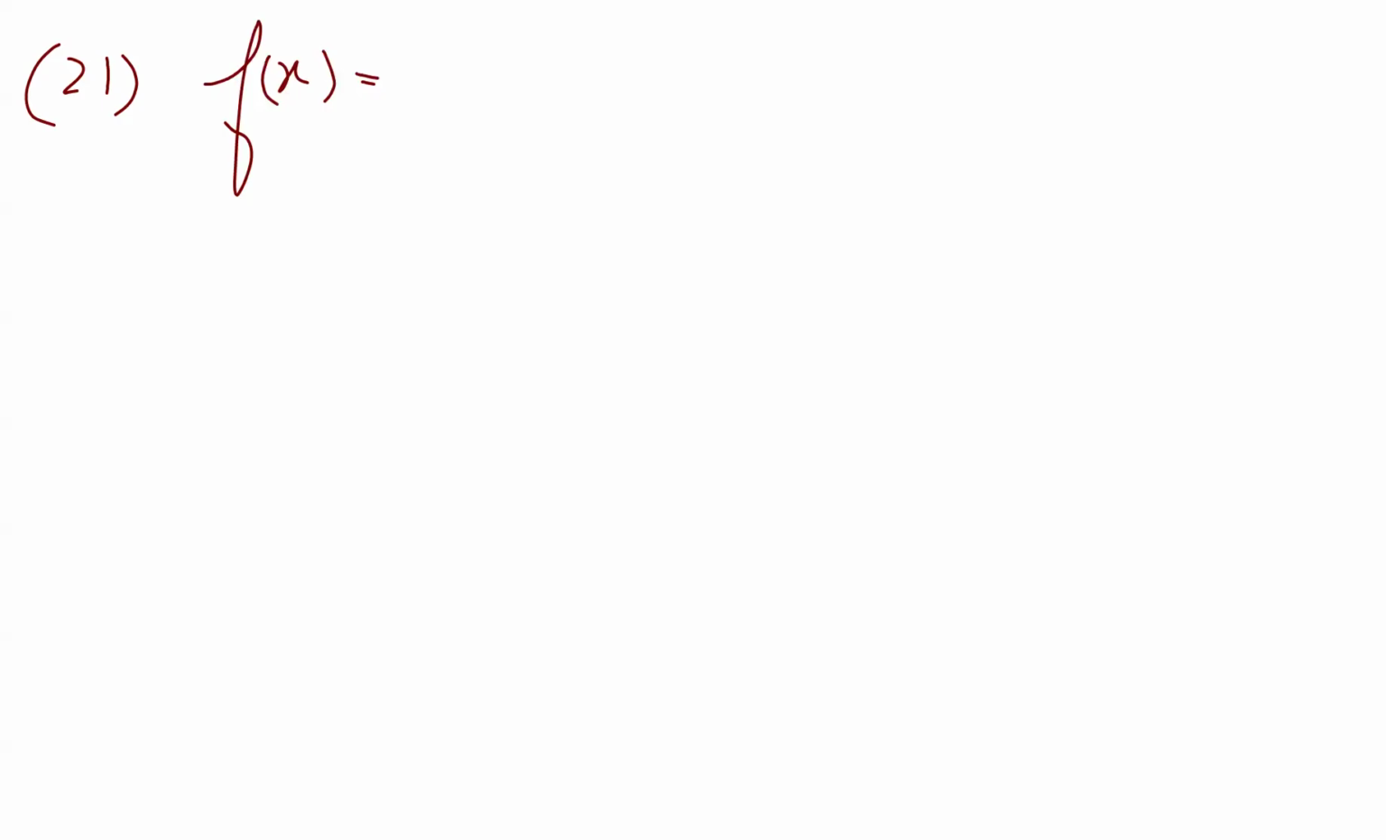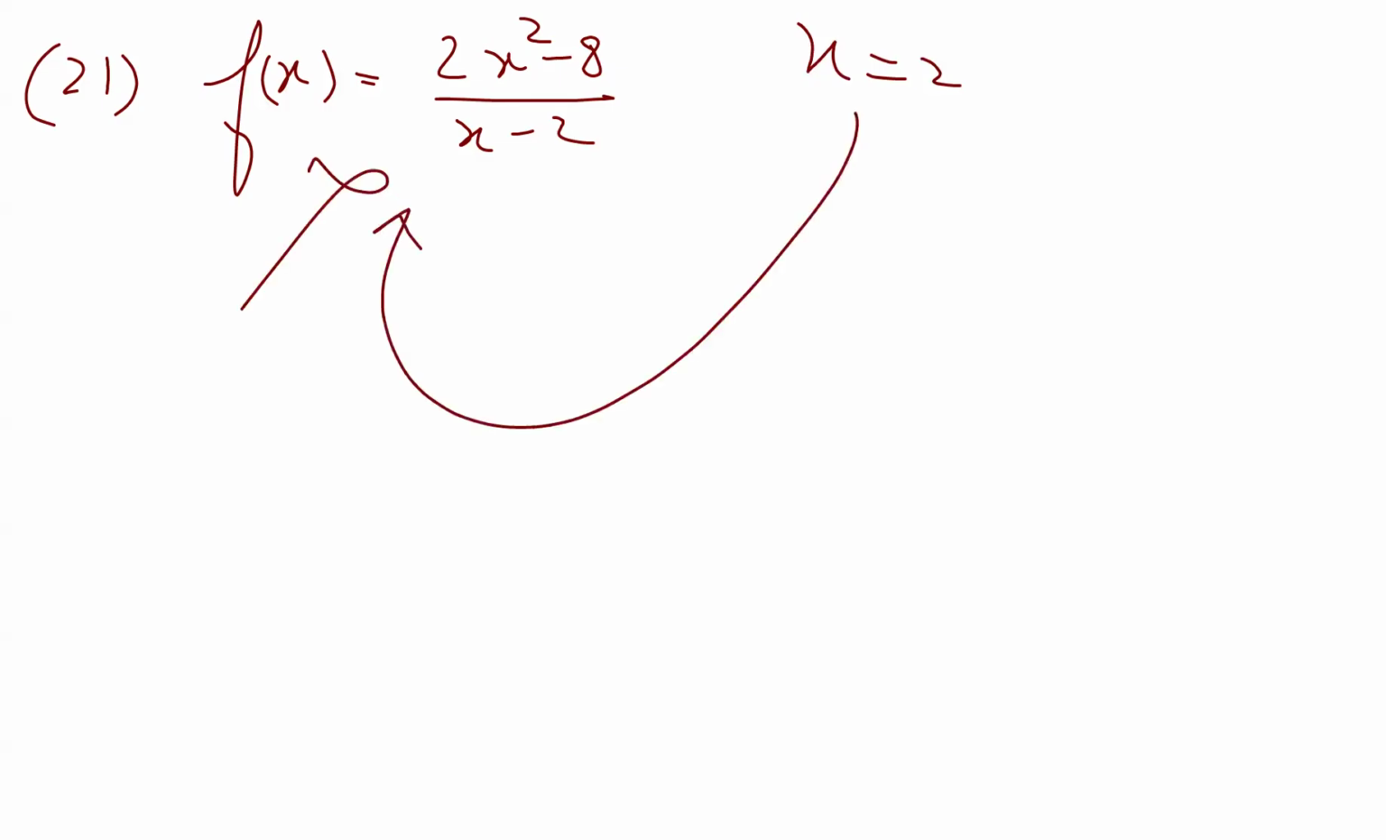f of x is equal to (2x square minus 8) upon (x minus 2). It is undefined at x equal to 2. So when x equal to 2, this function is not defined, because the denominator 2 minus 2 is 0. So x should not be equal to 2.